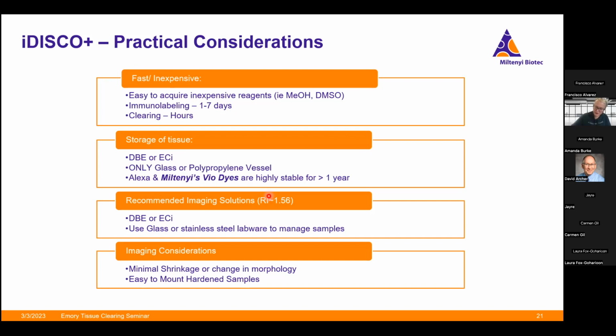Recommended imaging solutions, we already said ECI because it's non-toxic. It has a nice smell. I like it. It gets on some people's nerves, but if it does, you can always get a fume arm to get rid of that. And whenever you are handling your samples before it goes in the scope, same thing. The ECI will melt the plastic, so you're going to want to use glass or stainless steel labware.